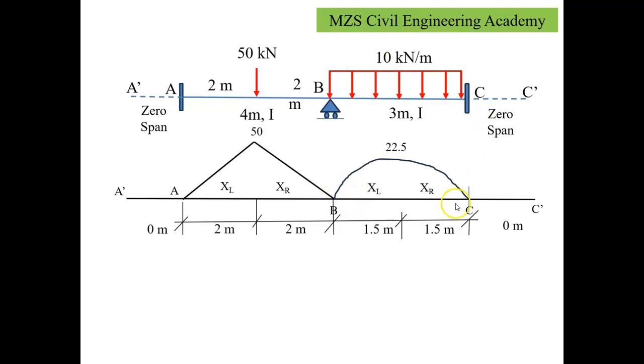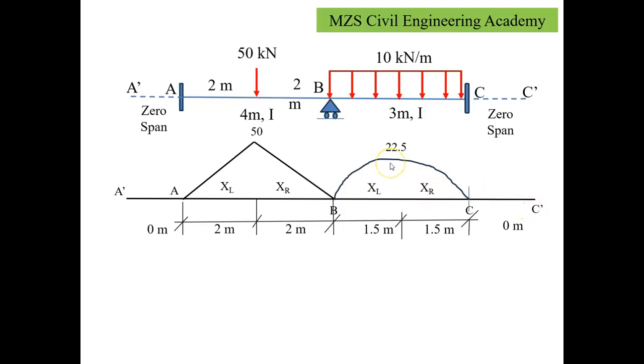The bending moment profile for the second span B to C, which is subjected to UDL, is given by the relation WL square by 8. If I substitute the values, 10 into 3 square by 8, I get 22.5 kilonewton meter. Now the span C to C dash has no loading. We will call it a no-load span, a zero span.